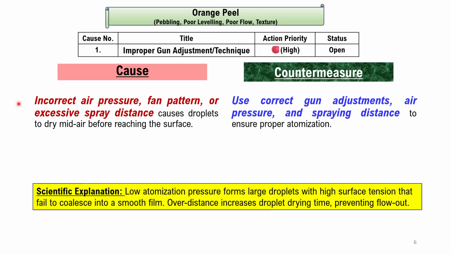Incorrect air pressure, fan pattern, or excessive spray distance causes droplets to dry mid-air before reaching the surface. That is, low atomization pressure forms large droplets with high surface tension that fail to coalesce into a smooth film. Over distance increases droplet drying time, preventing flow out. Therefore, the countermeasure recommended is to use correct gun adjustments, air pressure, and spraying distance to ensure proper atomization.